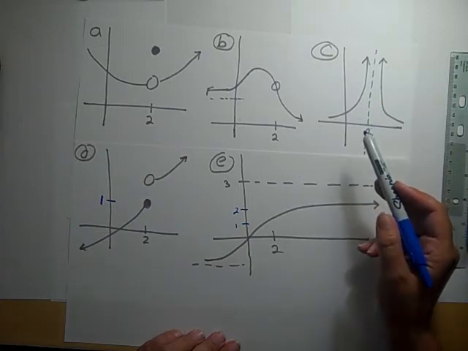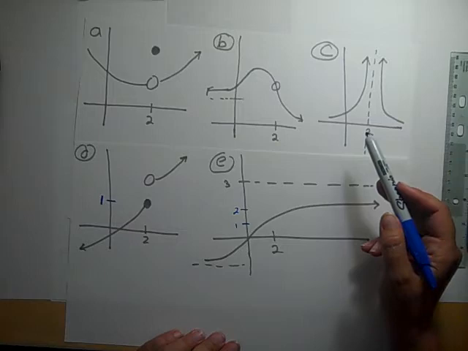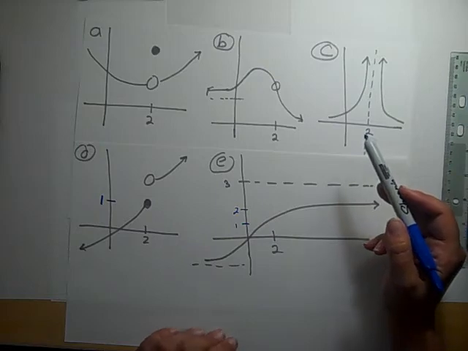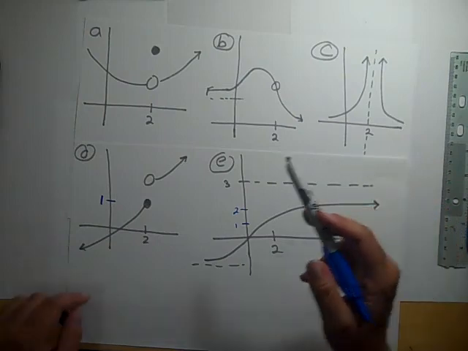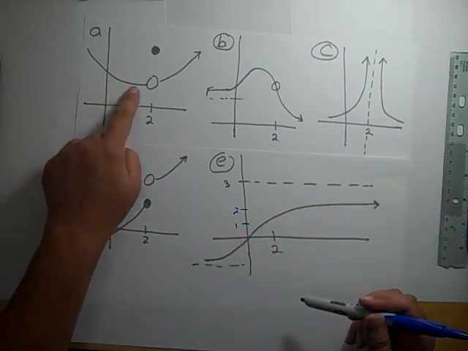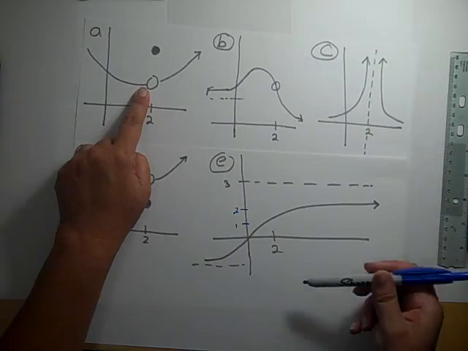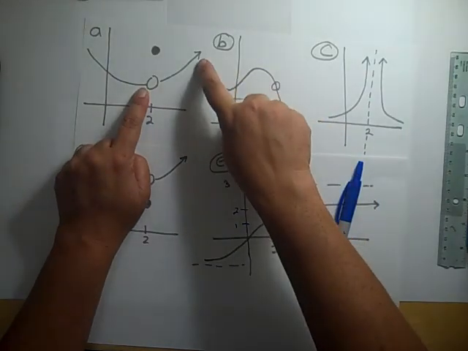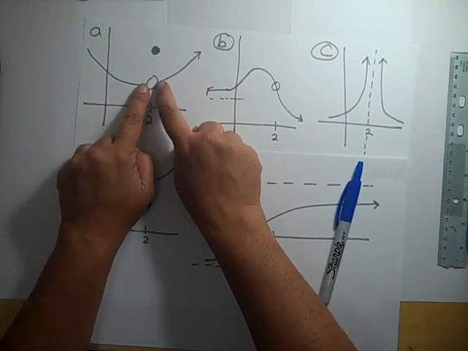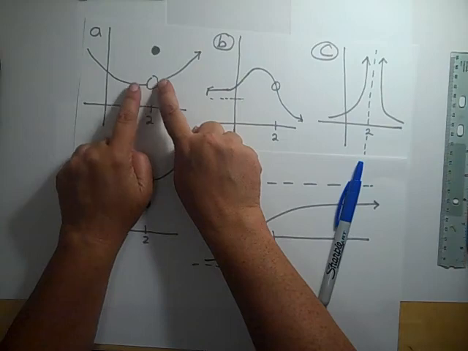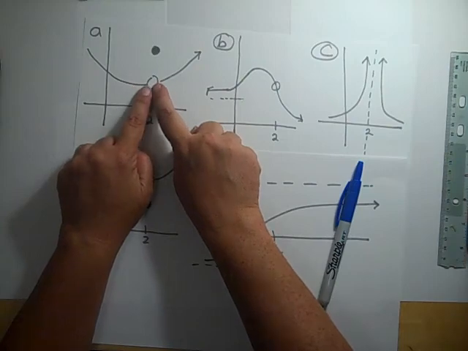Okay, number 3. For which graphs does the limit as x approaches 2 of f of x exist? Now remember, for a limit to exist, the right-hand limit and the left-hand limit must agree. So let's look at letter A. If we are driving down this graph from the left, will we end up in the same place as if we were driving down the graph from the right? We will. We'll end up in this open circle. So yes, the limit exists.